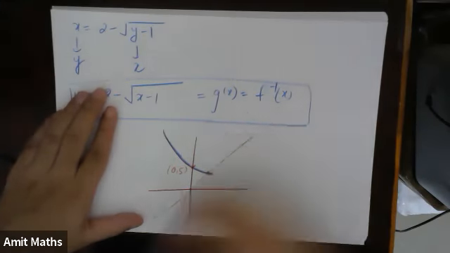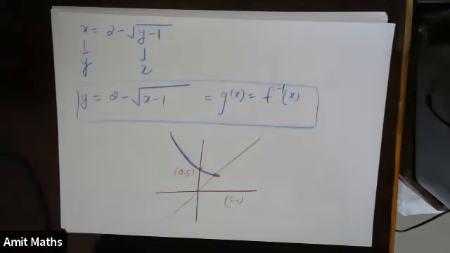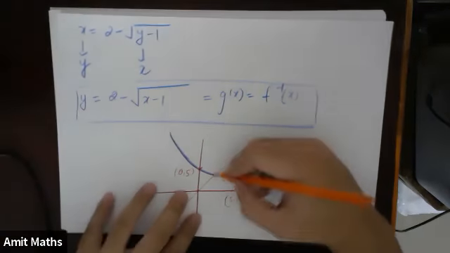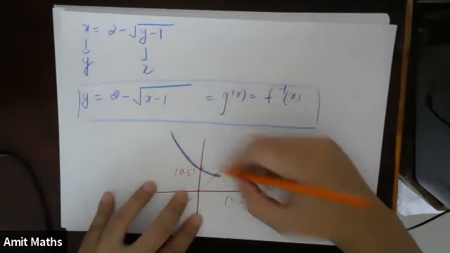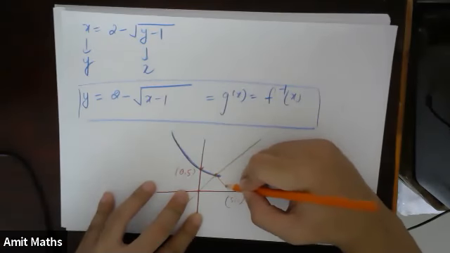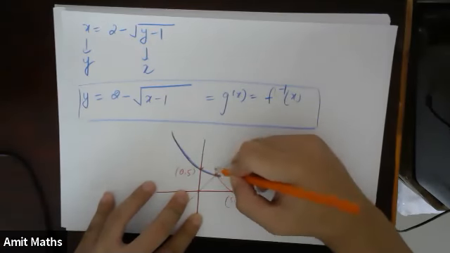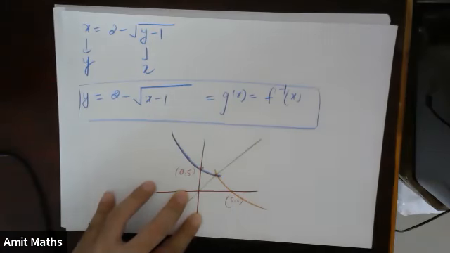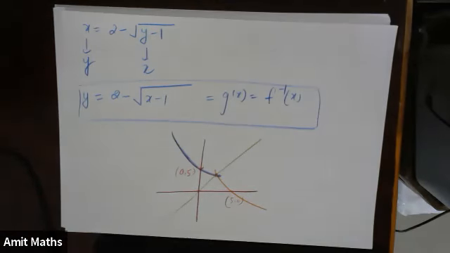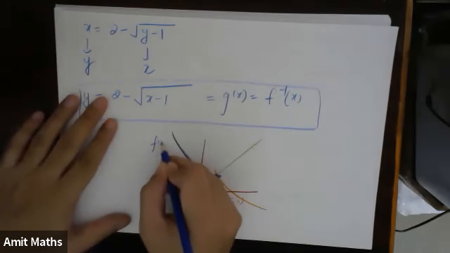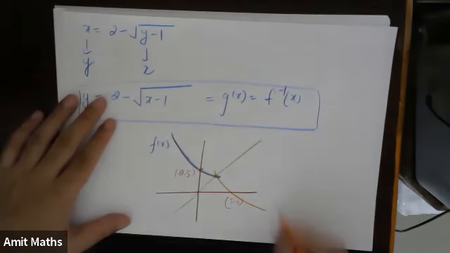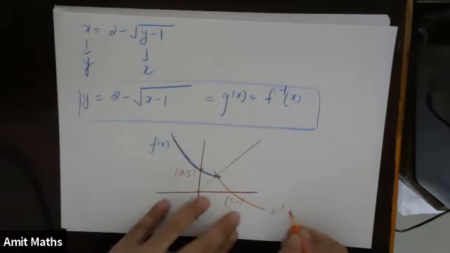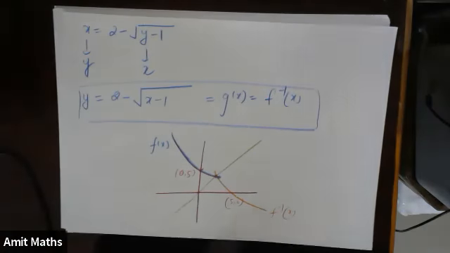Okay. So what I'll do, I'll draw from this point and it will be curved. It is something like this. Okay. So this is what? This is f of x. And what will this become? This is f inverse of x.